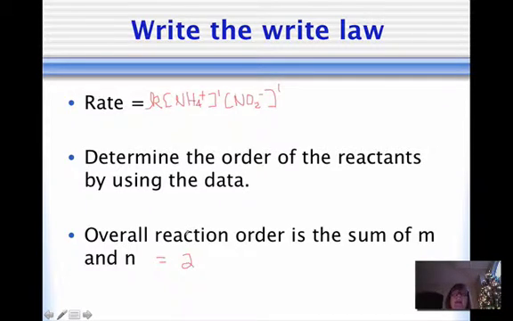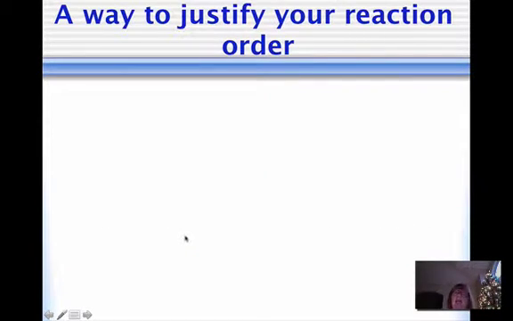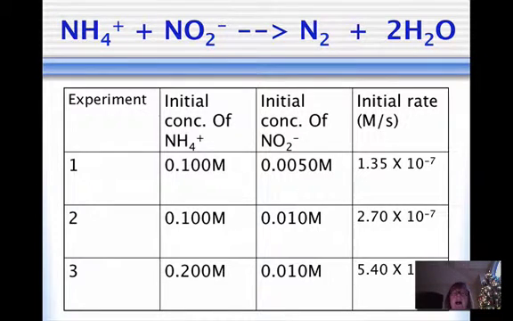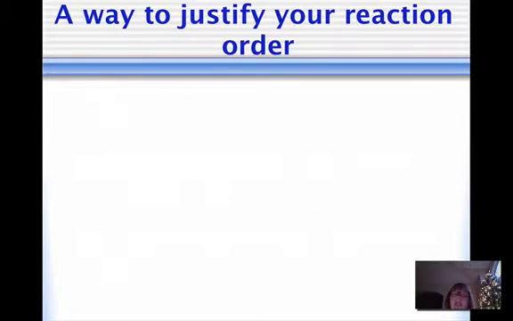Okay, now, sometimes, well, always, they're going to ask you to justify your answer. How do you know it's first order? And you can use words. You could say, well, when I kept the ammonium ion concentration the same and I doubled the concentration of the nitrite, the rate doubled, therefore it is first order with respect to nitrite. Or sometimes it's not quite this easy. You may need to figure it out, and this is a way of justifying it using some math.